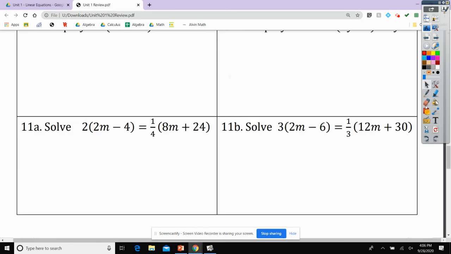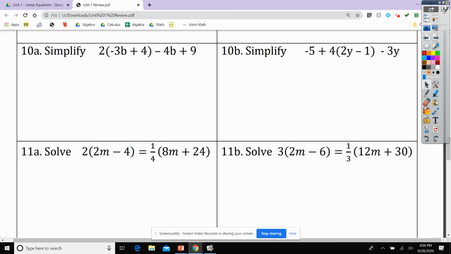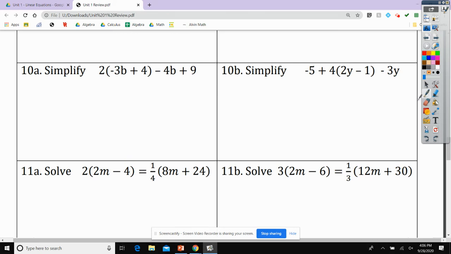Okay, number 10 is another simplify one. So I should not have an answer that's y equals. It should just be distribute and combine like terms. So I'll distribute this 4, and I get -5. 4 times 2y is 8y. 4 times -1 is -4. Then minus 3y.